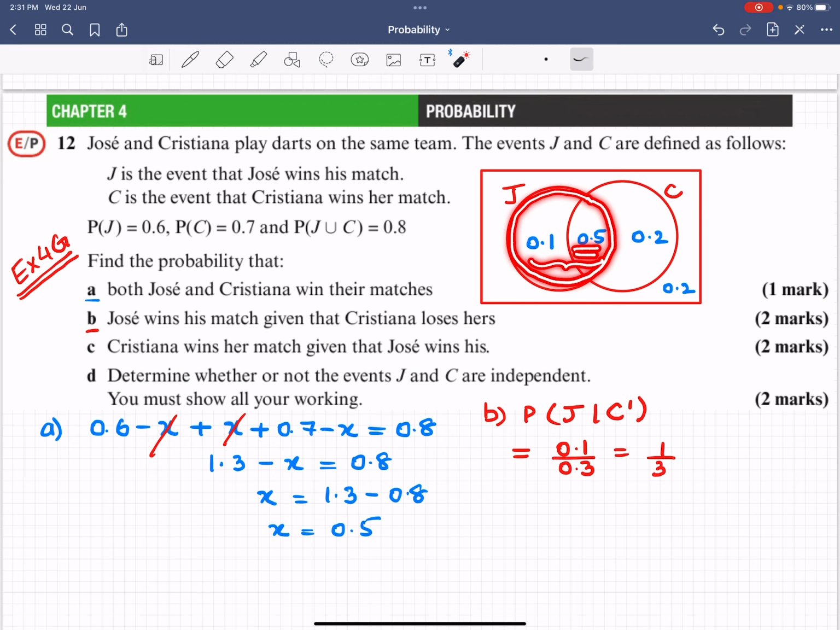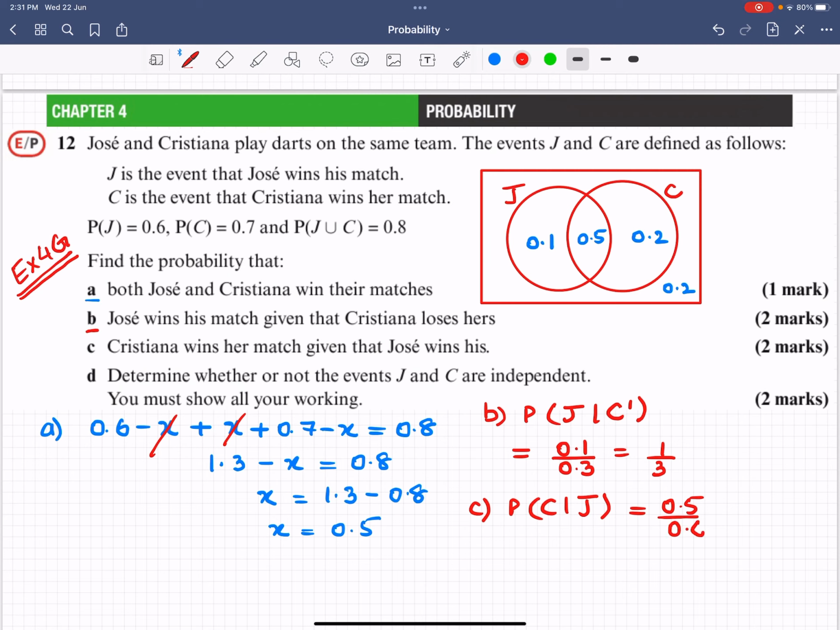So the probability of Christina winning is 0.5 over the total, which is 0.6. So for part C, we had to find the probability that Christina wins given that Jose wins, that is equal to 0.5 divided by 0.6, and that is 5 by 6.